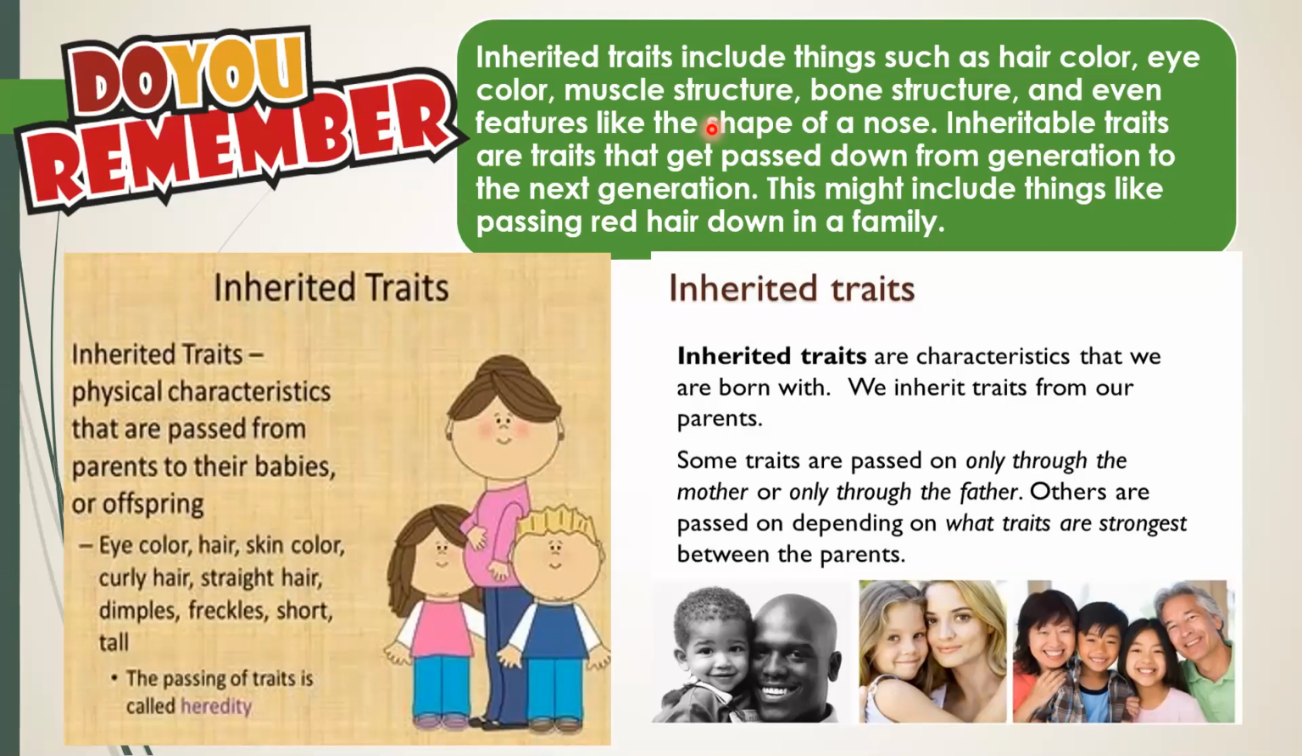Inherited traits are those traits that are passed down from generation to the next generation, and they belong to families. These are called genetical traits. Genetical traits are physical characteristics that are passed from parents to their babies, their children or offspring. That is what are called inherited traits.